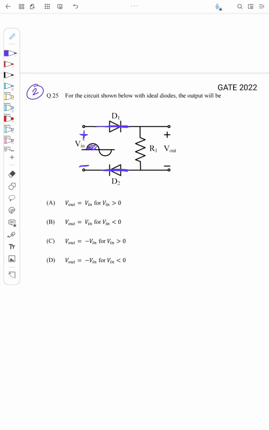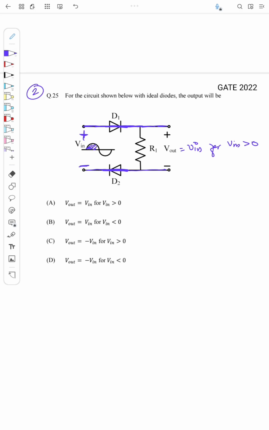So it's like a short circuit. So this node voltage will be same as Vout, right? Or the voltage Vin will be found across R1. So Vout will be equal to Vin for all Vin greater than 0, right?